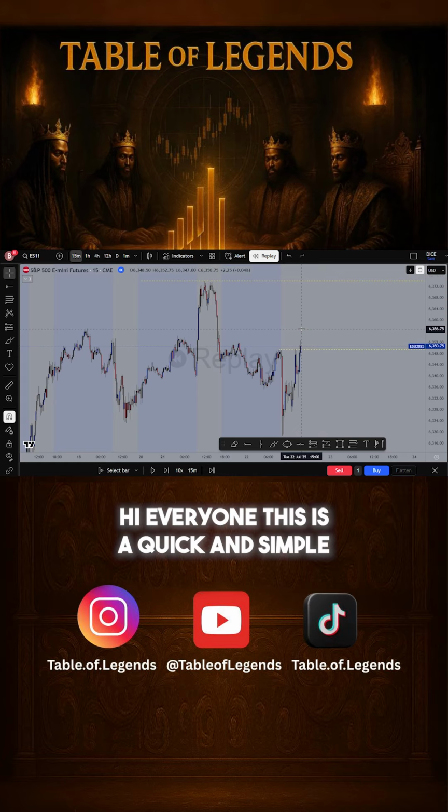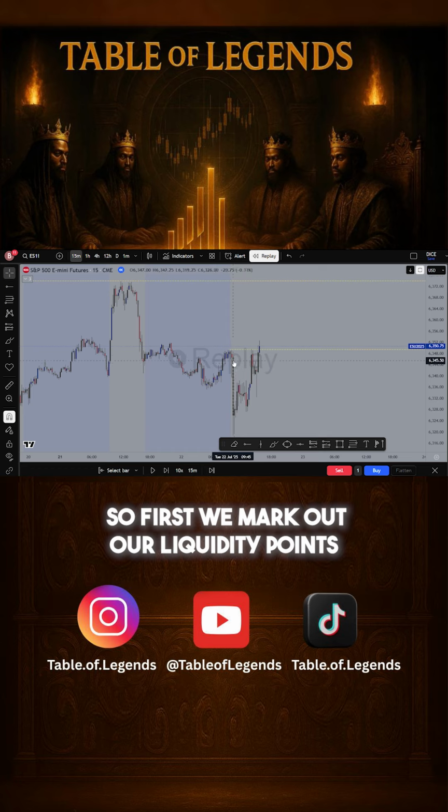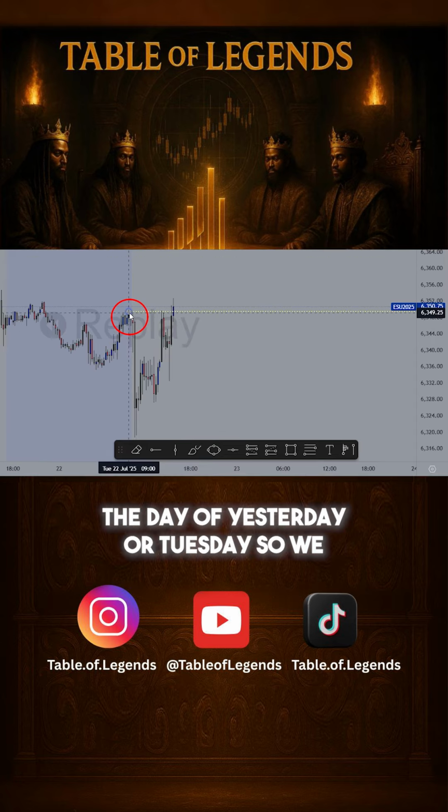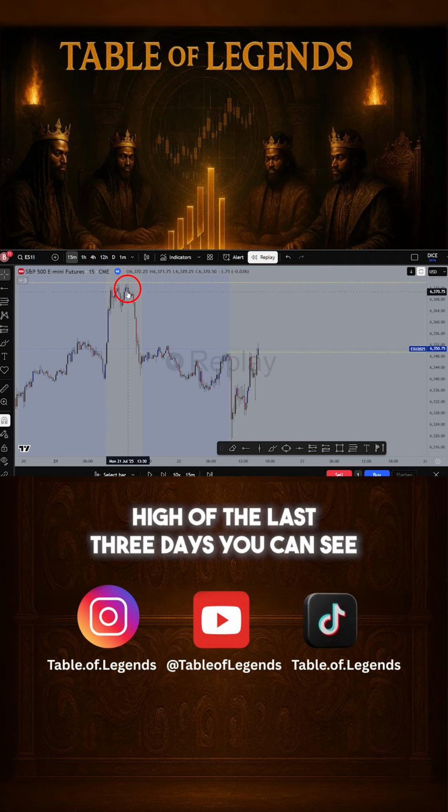Hi everyone, this is a quick and simple trade breakdown on S&P 500. So first, we mark out our liquidity points. Today is Wednesday. This is the high of the day of yesterday, or Tuesday. So we mark that point out here. And then you also see this liquidity here, which is the high of the last 3 days.